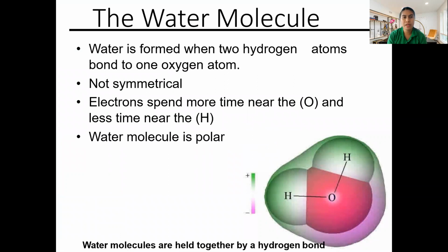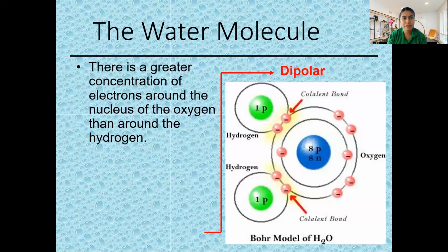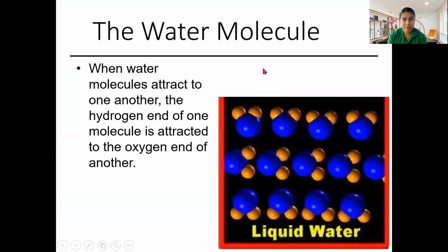Water molecules are held together by hydrogen bonds. In the water molecule, there is a greater concentration of electrons around the nucleus of the oxygen than around the hydrogen. Therefore, the hydrogen end is slightly positive and the oxygen end is slightly negative. When water molecules attract to one another, the hydrogen end of one molecule is attracted to the oxygen end of another. That's why they are connected.